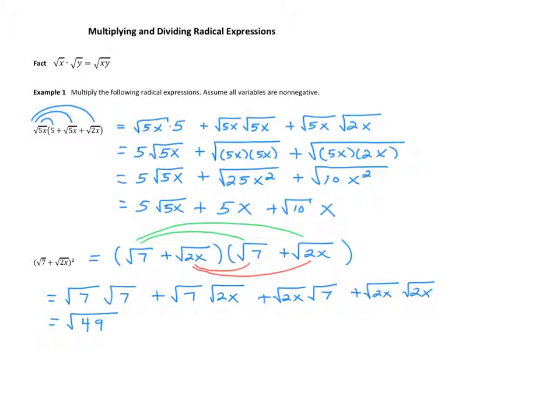So again, I'm going back to this rule and I'm saying, oh, well, I can take the things under the square root and multiply them together and put it underneath one square root. So that's 7 times 7 underneath one of those.